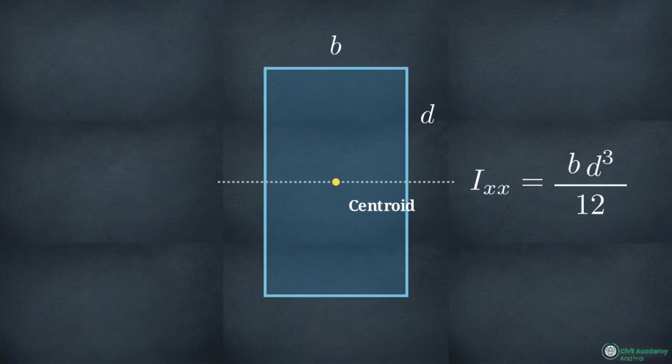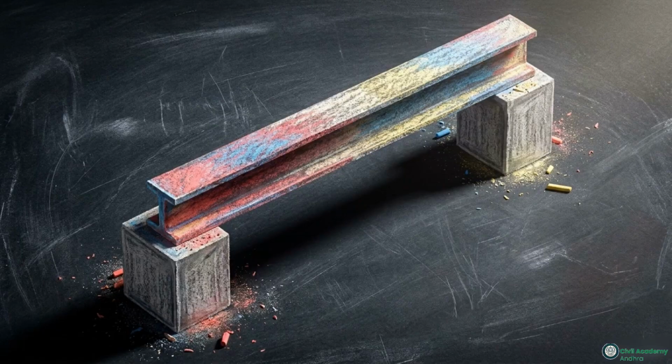The most common mistake here is mixing up which dimension gets cubed. The rule is absolute. You always cube the dimension that is strictly perpendicular to your axis of interest. Since our x-axis is horizontal, the vertical depth, or d, is the dimension we cube. Manipulating how area is distributed away from this centroid is how structural engineers design beams that span massive distances without collapsing under their own weight.